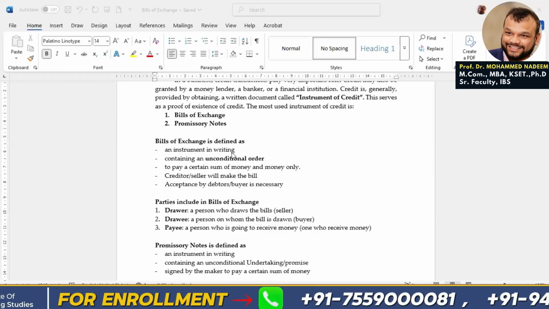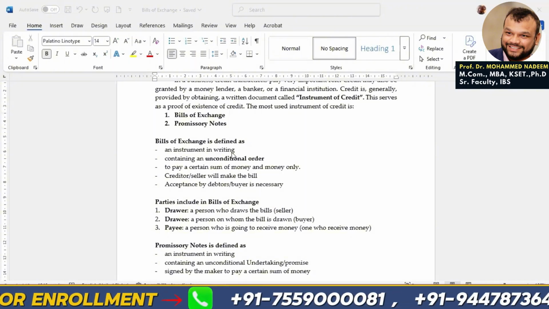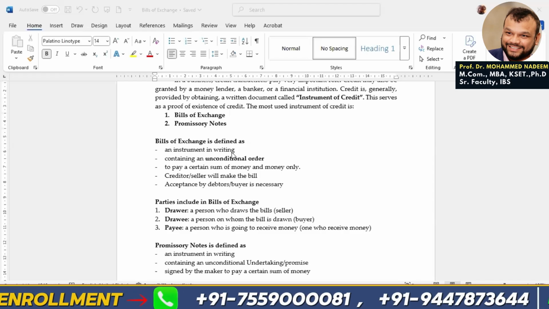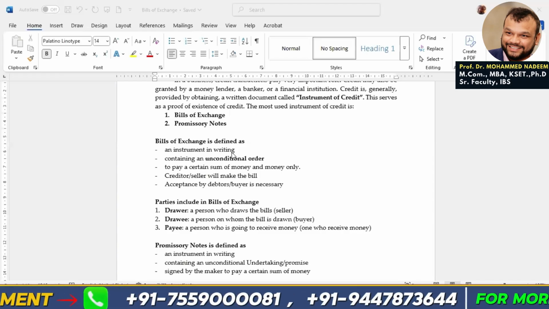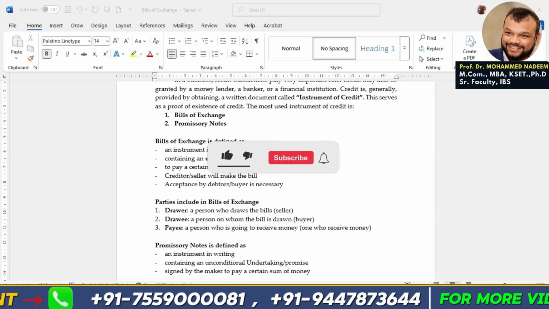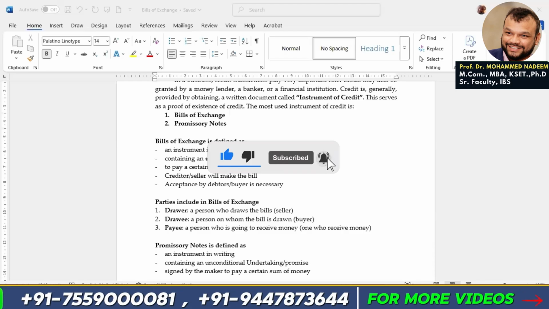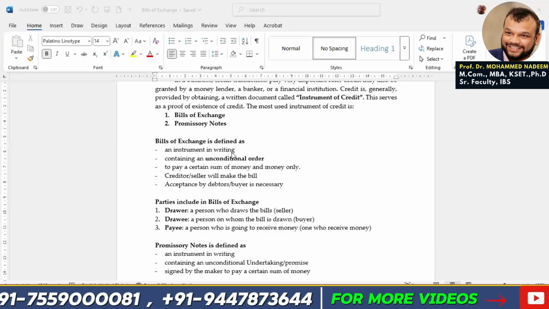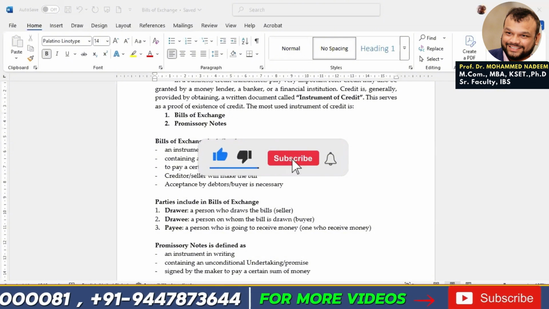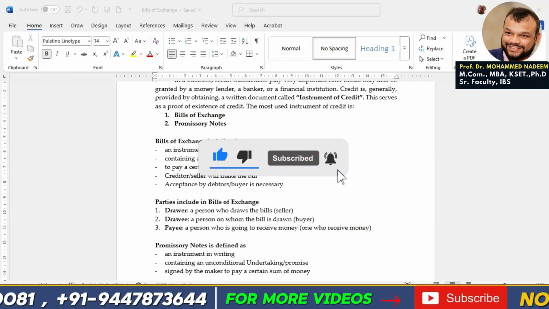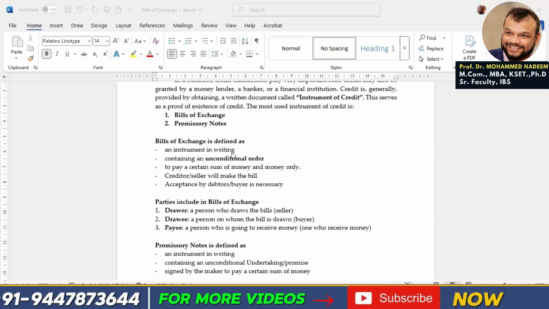No, right? So how many parties are involved in bills of exchange? Three parties. Who are those? Drawer, drawee, and the payee. Now, the drawer and the payee can be the same person in bills of exchange. Yes, that situation can be. Any doubt in this now? Bills of exchange and the parties included in bills of exchange. Do you have any doubt in these two terms?